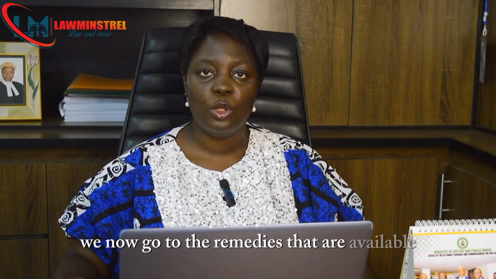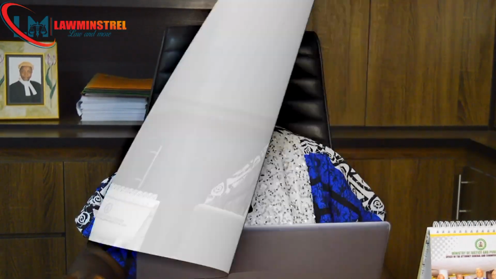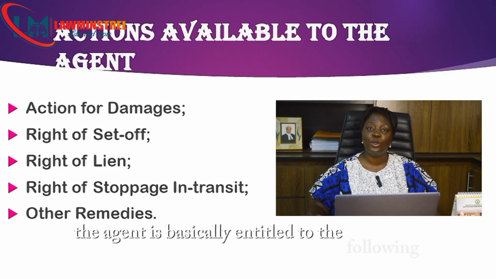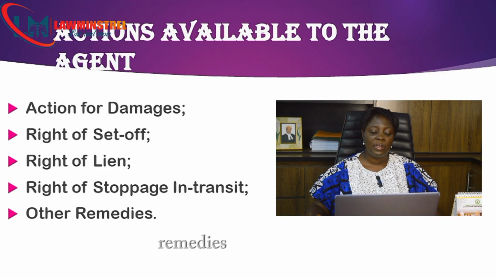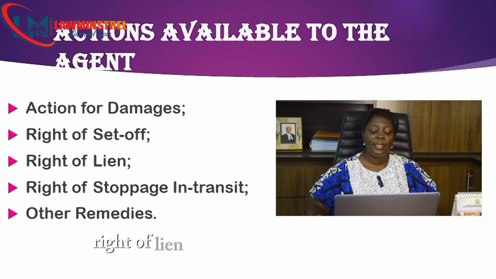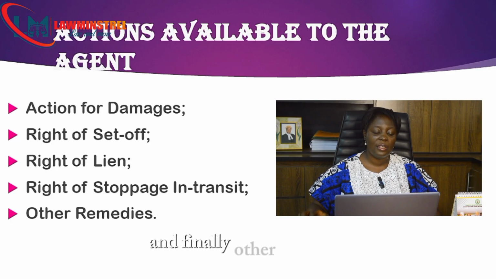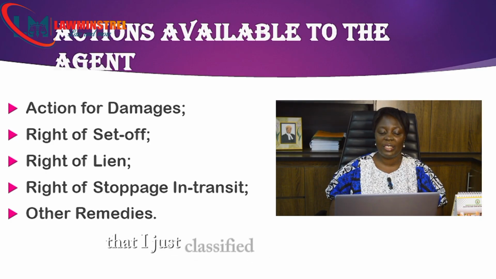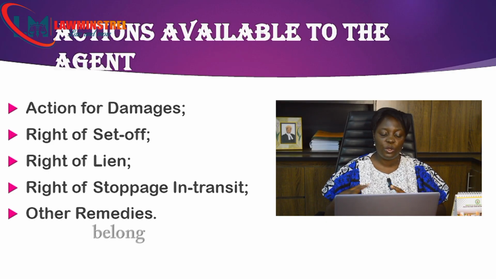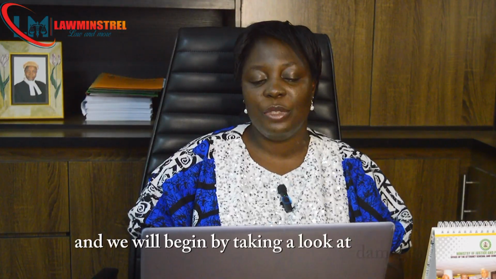Thank you very much. We will now go to the remedies that are available to the agent in the event of a breach by the principal. The agent is basically entitled to the following remedies: 1. An action in damages, 2. Right of set-off, 3. Right of a lien, 4. Right of stoppage in transitu, and finally, other remedies that I just classified as other remedies, lumped together in that class called other remedies. And we will begin by taking a look at damages.